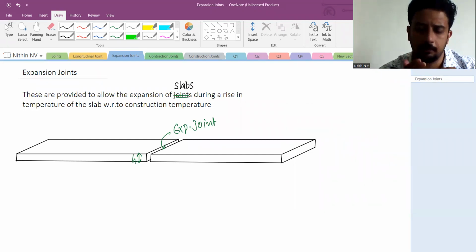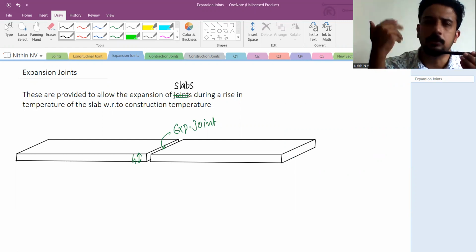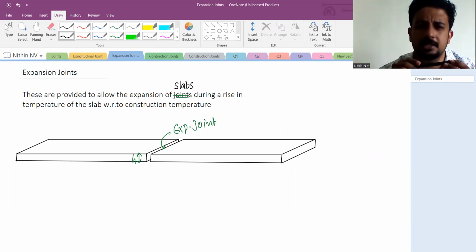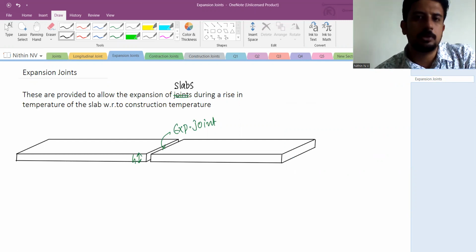You already know that. If you are having one slab, whenever the temperature is increasing due to sunlight, particularly in summer season and all, this will expand, no? So if you are not providing a particular gap there, what will happen? It will go and touch the next slab and cracks will be developing, obviously. Right? To avoid those cracks, what we need to do? A small gap we are going to keep.